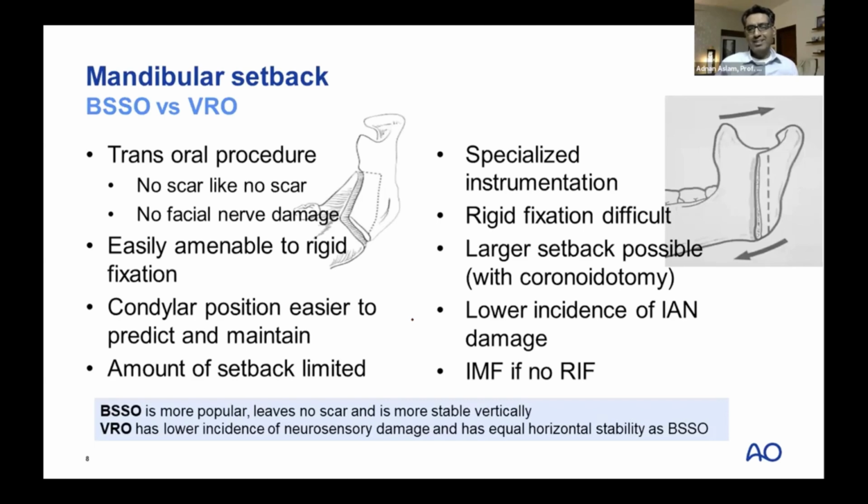Now, when we talk about the mandibular setback, obviously body osteotomies are no longer popular. The two main contenders to do anything like a setback on the mandible would be a sagittal split osteotomy or a VRO. So sagittal split osteotomy is by far more popular. It's done transorally, so there's no scar on the face, and is more stable vertically.